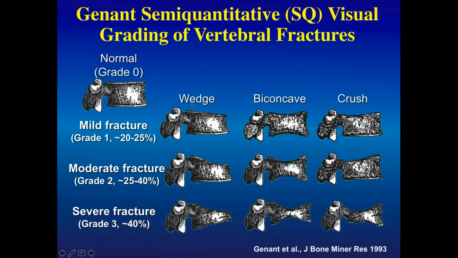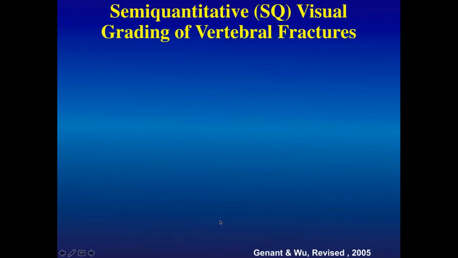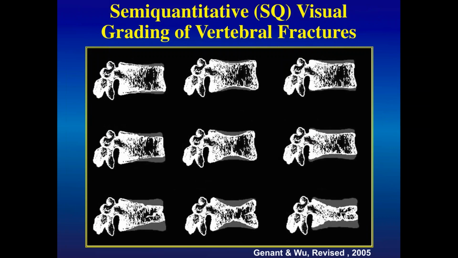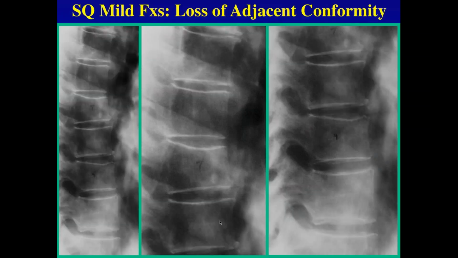They can also be categorized as wedge, biconcave, and crush, but we found relatively early on that often the fractures involve components of wedge and components of biconcavity, so that distinction is less important clinically and in terms of prediction than is the magnitude of the deformity, from mild to moderate to severe. Just another rendering of the scoring system itself.